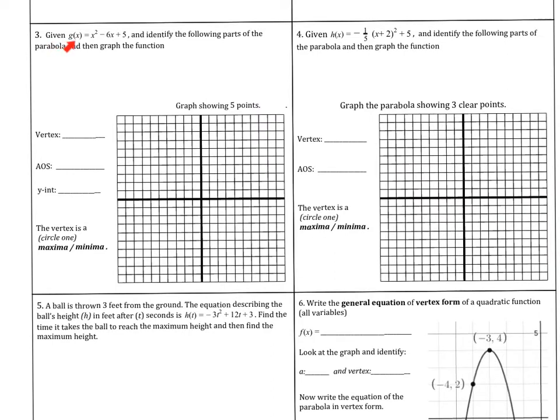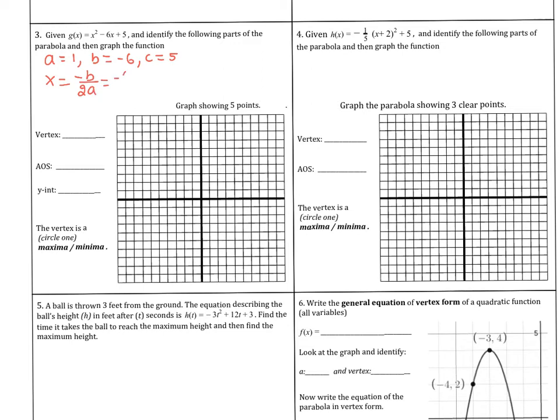Number 3. Given g(x) equals x squared minus 6x plus 5, identify the following parts of the parabola and then graph the function. So we want to find the vertex, axis of symmetry and y-intercept. Just remember for axis of symmetry we're going to use the formula x equals negative b over 2a. So first thing you want to do is to identify a, b and c. And then you're going to apply the formula negative b over 2a.